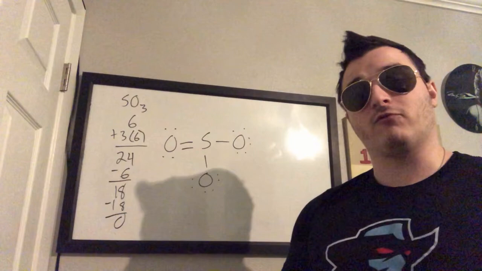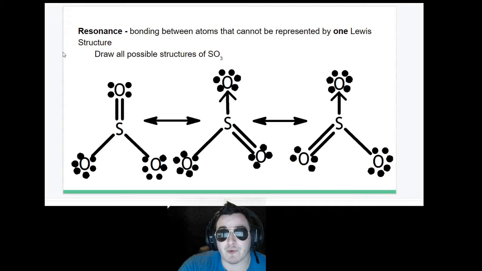In the previous clip, we just drew sulfur trioxide. We mentioned this very special word, resonance: bonding between atoms that cannot be represented by one Lewis structure. In the final step, you realize that sulfur is not happy. He hasn't gotten his full octet. He doesn't have 8 electrons. And so he's looking to make one final bond. So he's going to need to make a double bond with oxygen.